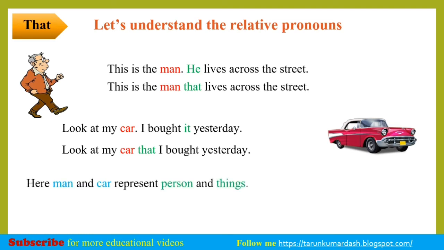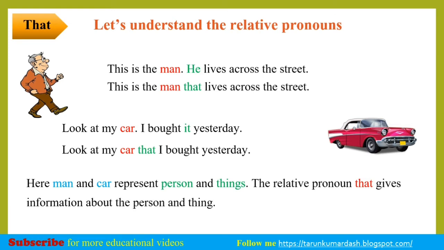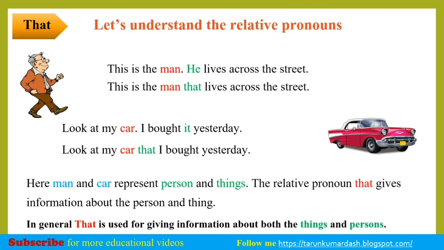Here, man and car represent person and things. The relative pronoun that gives information about the person and thing. So in general, I can say that is used for giving information about both things and persons. So that can be used instead of it and they in the sentences.